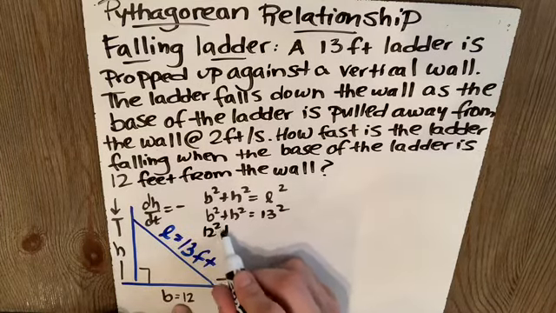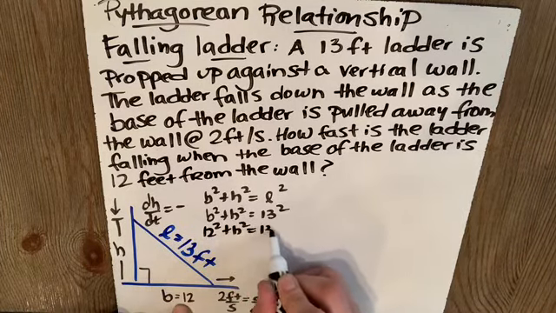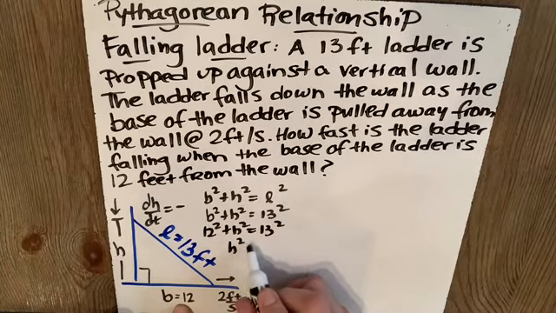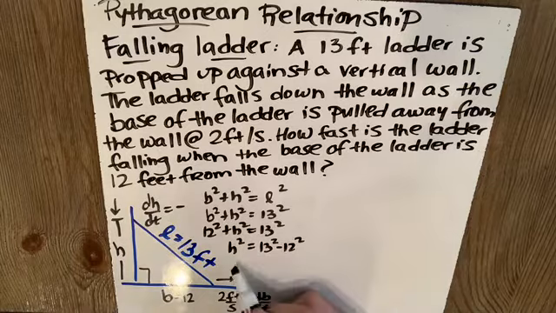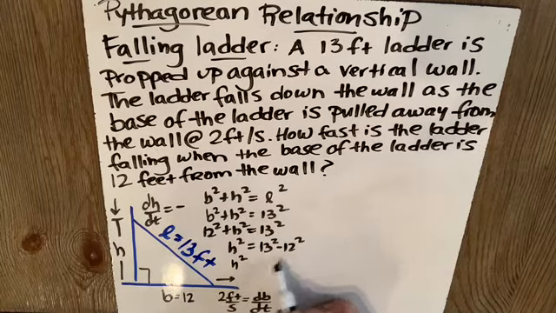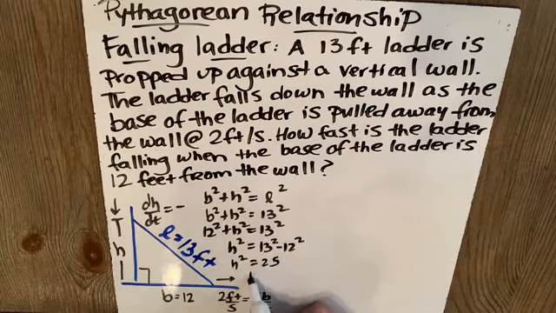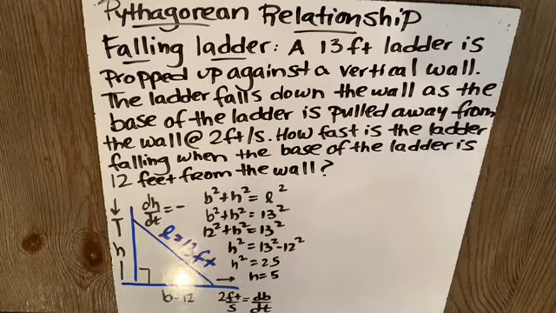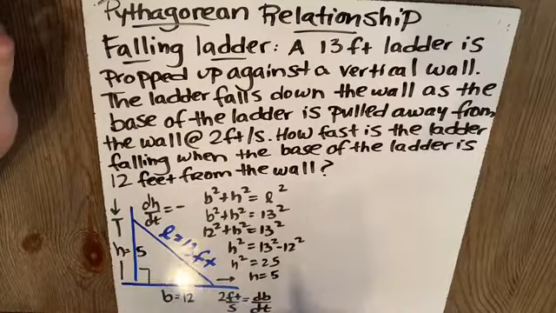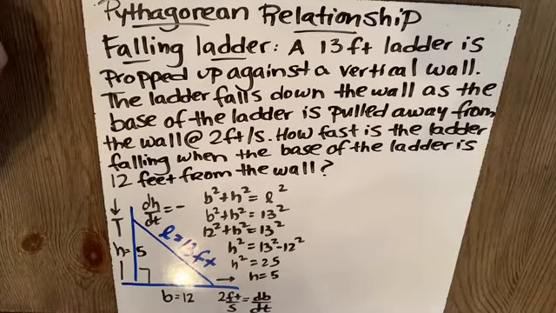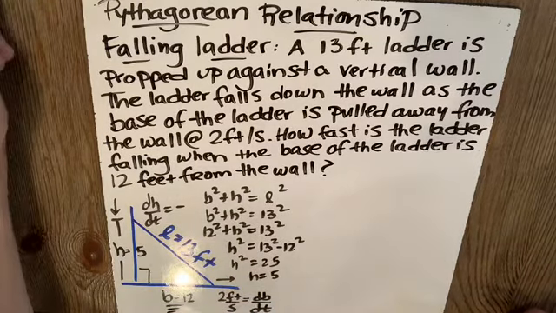So 12 squared plus h squared equals 13 squared. So h squared equals 13 squared minus 12 squared. And so h squared, well, that's 169 minus 144, which is 25. So h is 5. Or you could have just known that's a Pythagorean triple: 5, 12, 13. So at the moment when the base is 12, the h is 5.